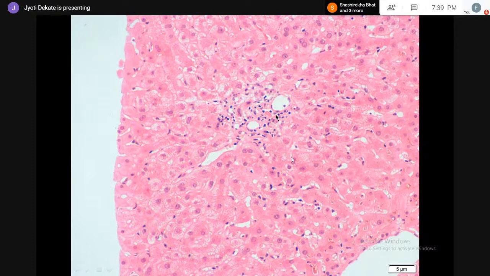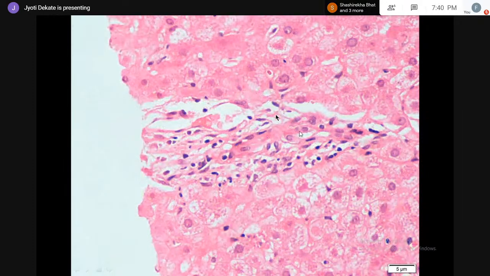Also in the parenchyma, we can see that some of these spindled nuclei, which are Kupffer cells, are hypertrophied as a part of reaction, and we can observe the cholestasis within the hepatocytes and also within the canalicular spaces, like here.